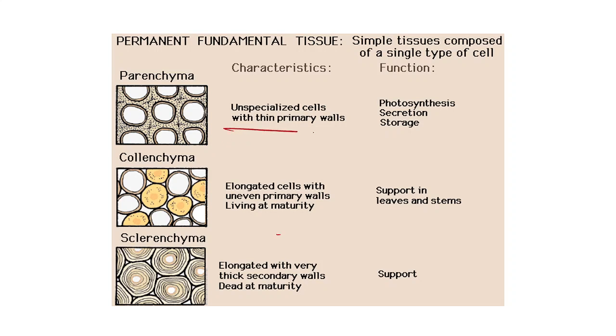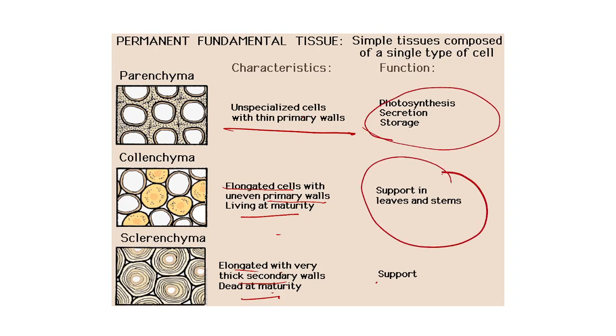Parenchyma has unspecialized cells with thin primary walls. Collenchyma has elongated cells with uneven primary walls, living at maturity, and sclerenchyma has thick secondary walls, dead at maturity. Functions include photosynthesis, secretion, storage. They support leaves and stems, and give support to the plant.